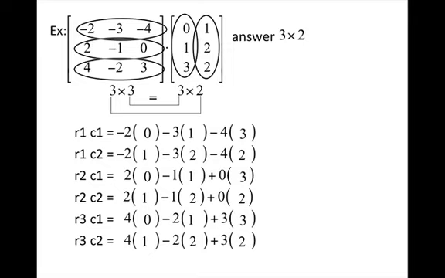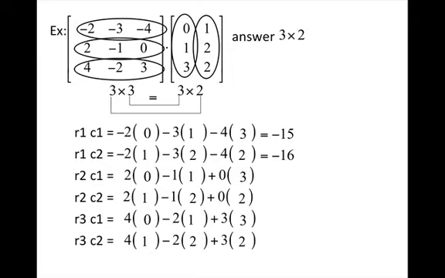So do each multiplication first and then add those results. So in row 1, column 1, -2 times 0 is 0. -3 times 1 is -3. -4 times 3 is -12. Well, -3 minus 12 gives me -15. In row 1, column 2, -2 times 1 is -2. -3 times 2 is -6. And -4 times 2 is -8. Well, -2 minus 6 minus 8 gives me -16.